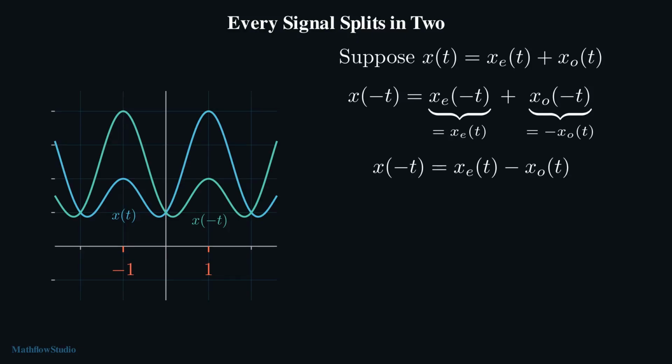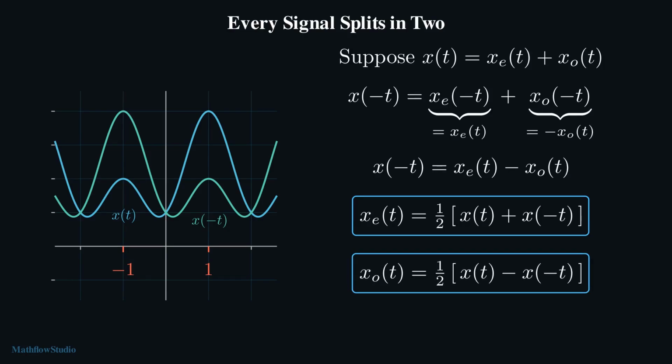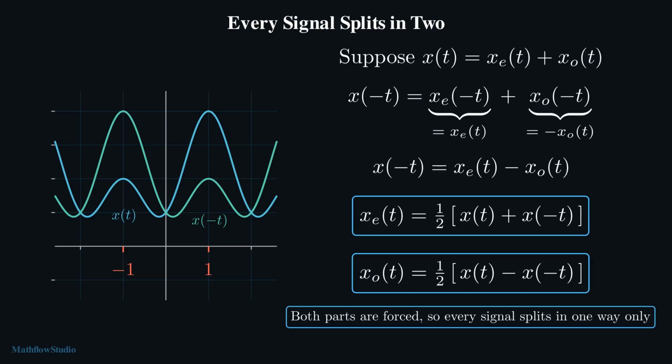Adding the two equations cancels the odd part and leaves twice the even one. Subtracting them cancels the even part and leaves twice the odd one. Both parts are forced by the two equations, so the split exists and no second split is possible.